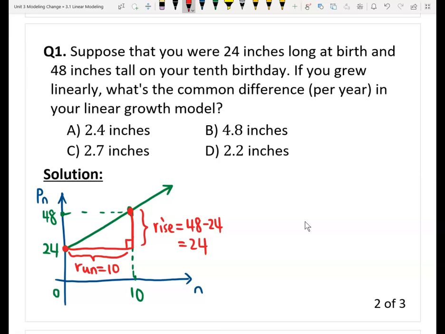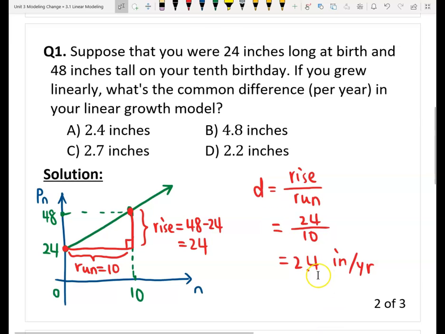Now, what is the common difference? I will show the formula again. d is the slope, which is the rise over the run, right? What is the rise? We already got 24 inches. The run is 10 years. Doing the calculation, I get 2.4, which means you grow 2.4 inches per year. If you remember, 2.4 is just the unit rate we learned before. Now we get 2.4, so the answer should be B, right? Now let's practice one more question.